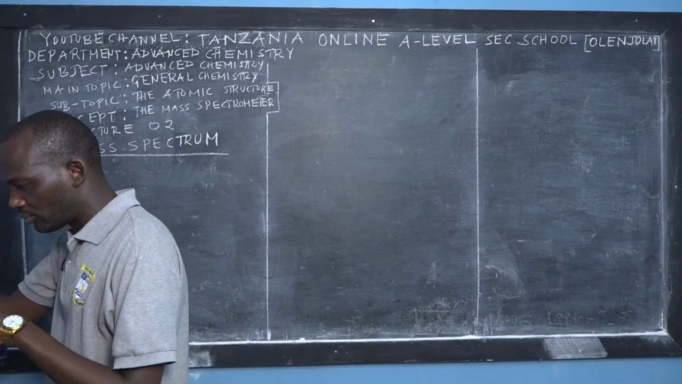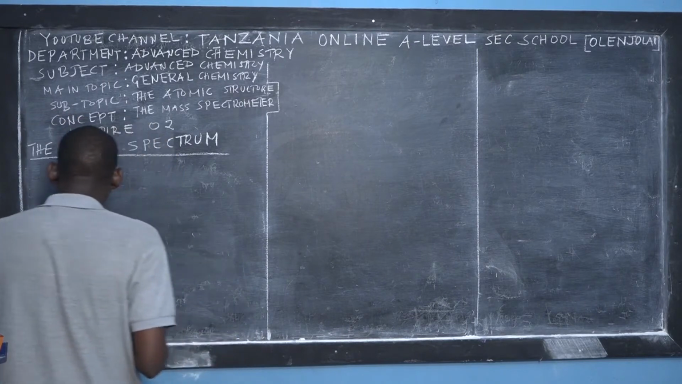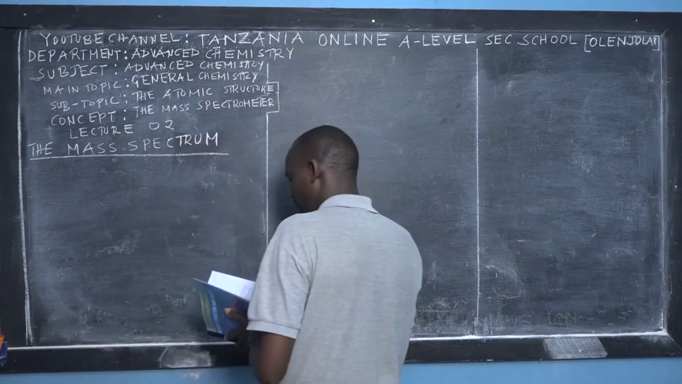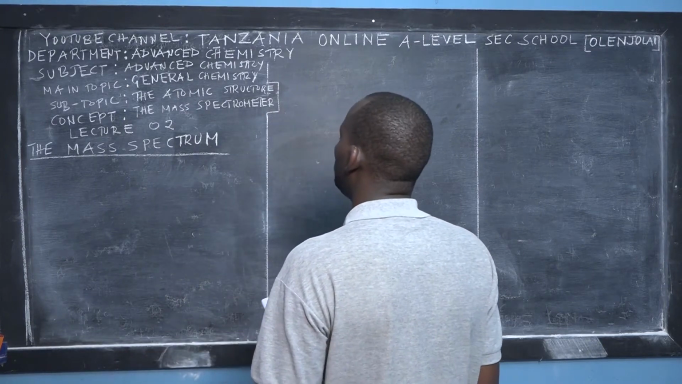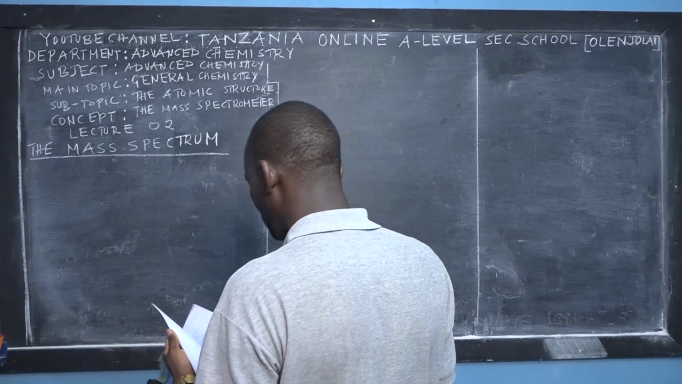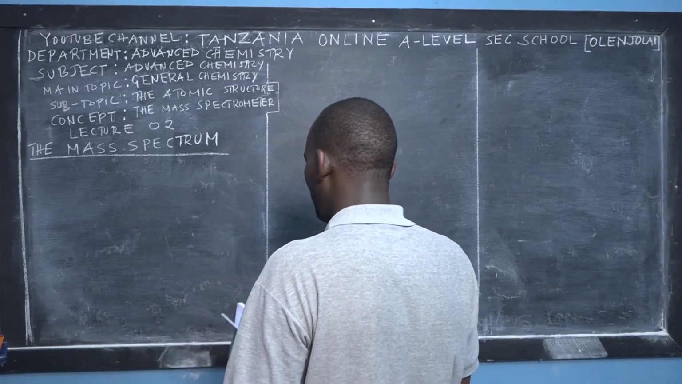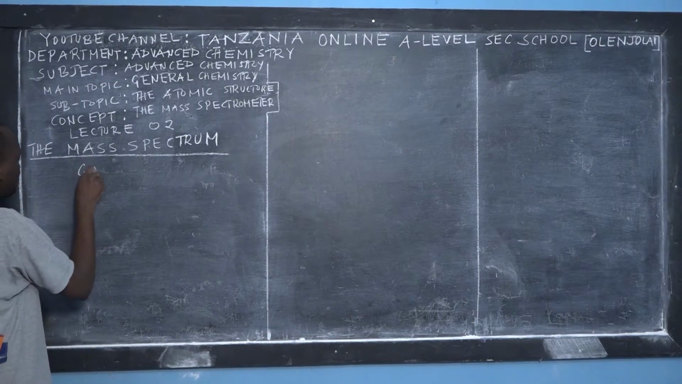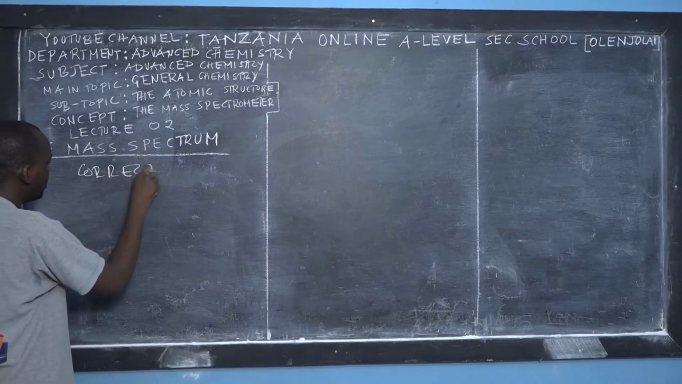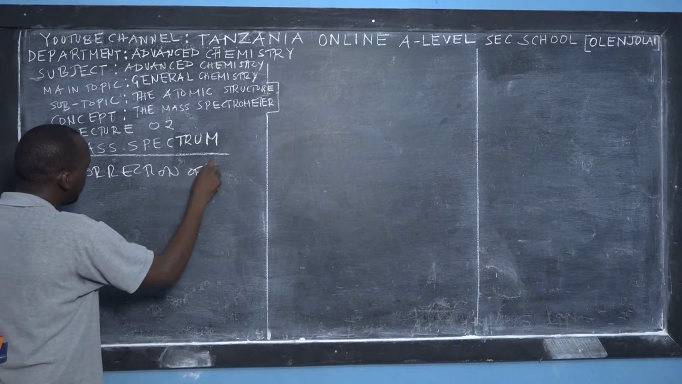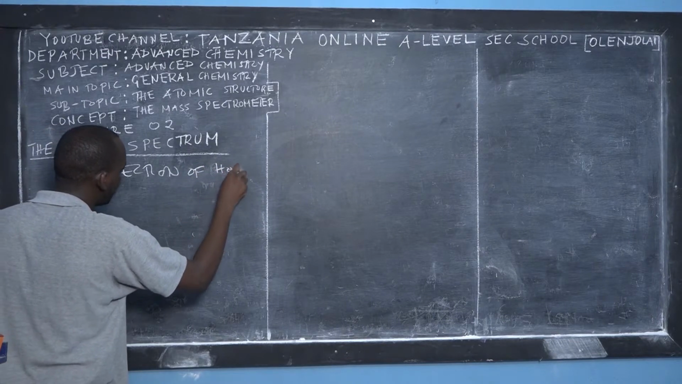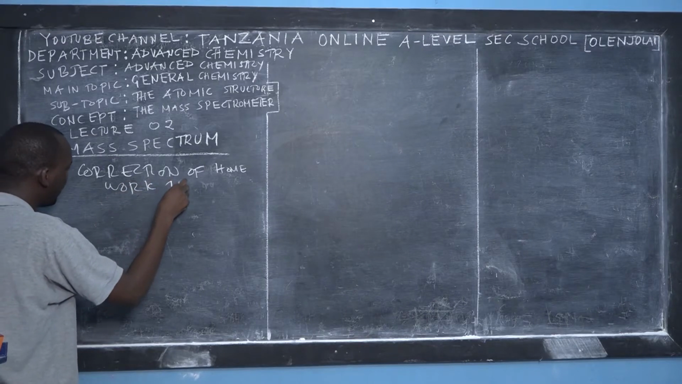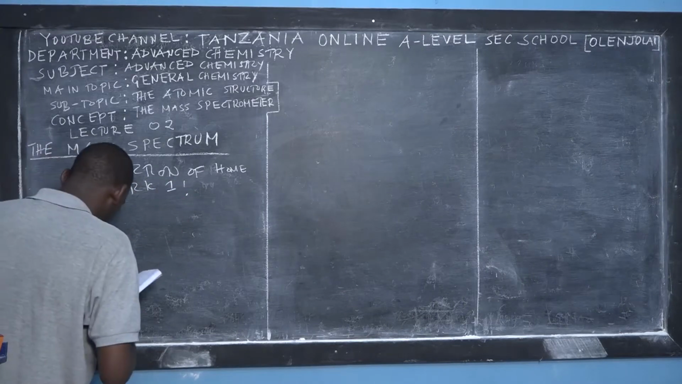Got the concepts of today. In this lecture 2, I've written the subtitle of what we are going to learn today, that is called the mass spectrum. Before we get to the mass spectrum, I would like to do the correction of homework 1, which I gave you in lecture 1. Make sure that you go there. I left the questions and this is the correction.